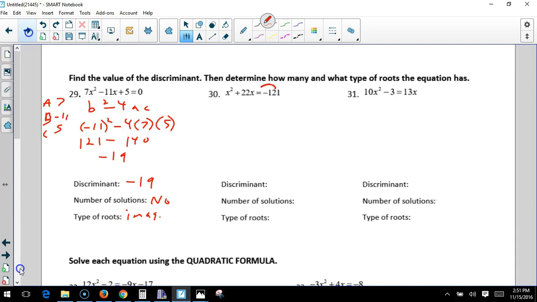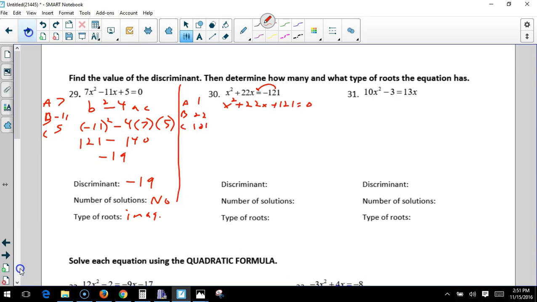Okay? Can't do anything yet. Got to move this over. x squared plus 22x plus 121 equals 0. Now we can identify a, b, and c. 1, 22, 121.